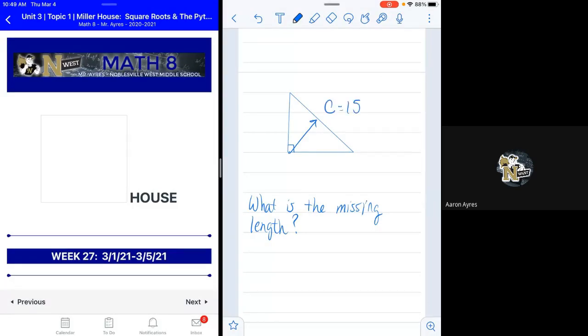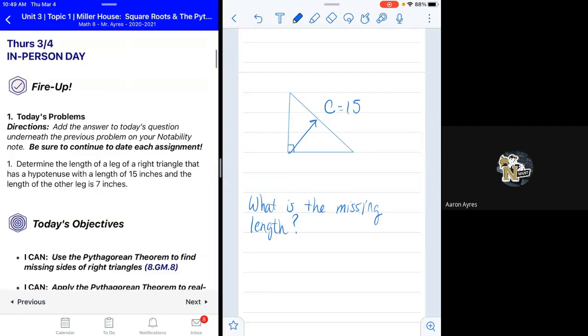Are we okay with that? Now, does it matter what leg I mark 7? I don't think it does. Okay, so the left one or the bottom one? Bottom. A or B, Evie? B. Okay, so we're going to have B equals 7, and we're going to find side A. Are we okay with that?